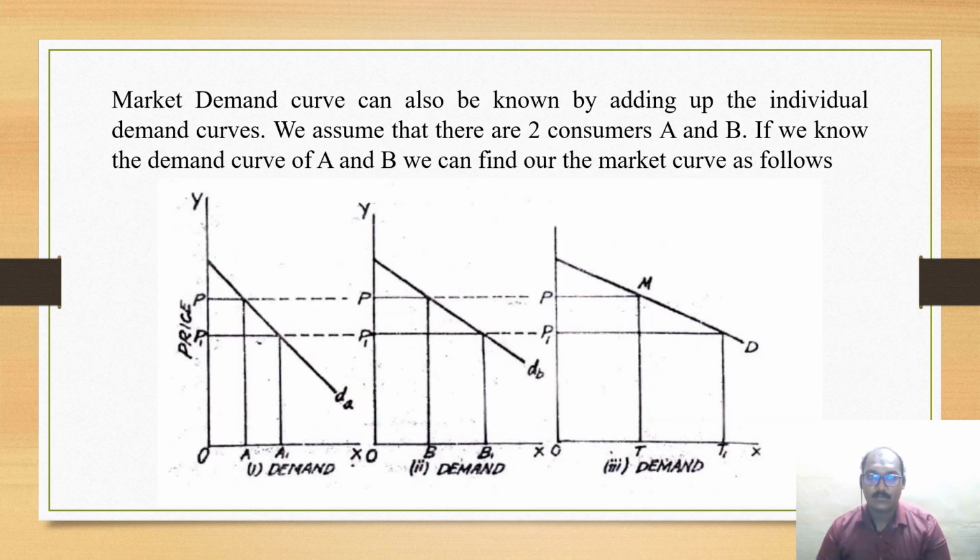Market demand is drawn from the sum of individual demands at different price levels. That is what is given here. It shows the demand for the product at each price for person A, person B, and person C, and these are summed up and given as the total demand.